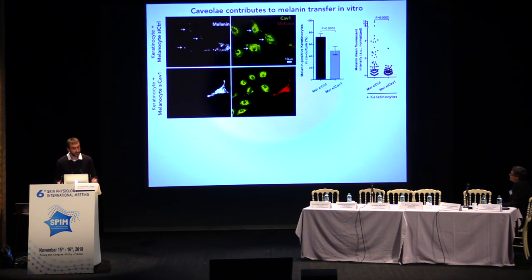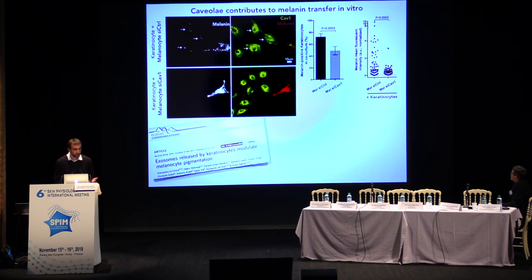So, then, what I told you also is that keratinocytes can somehow control and enhance the amount of caveolin at the surface of melanocytes. So what we also decided to test is whether keratinocytes can do the opposite, meaning downregulate caveolin. So for that, we came back to one of our previous studies from a few years ago, where we showed that exosomes secreted by keratinocytes, so these extracellular vesicles, can indeed modulate melanocyte pigmentation.